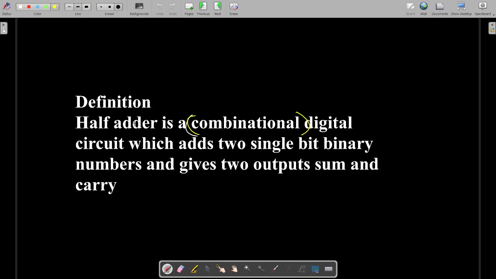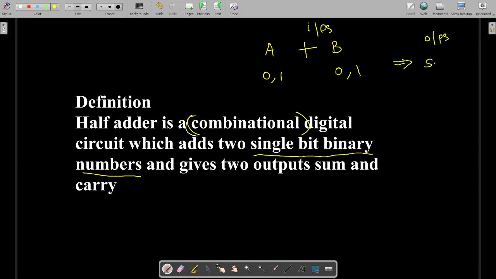So here this half adder is a combinational digital circuit which adds two single-bit binary numbers. That is important. That way only we call it a half adder. For example, if we take A and B as the binary numbers, they should possess only a single bit, either 0 or 1. Similarly, B also can have either 0 or 1. Then we say that it is a single-bit binary number, and we'll be adding these two binary numbers so that we'll get the output. So this is input, right? So we'll get the output, and the outputs are named sum and carry.